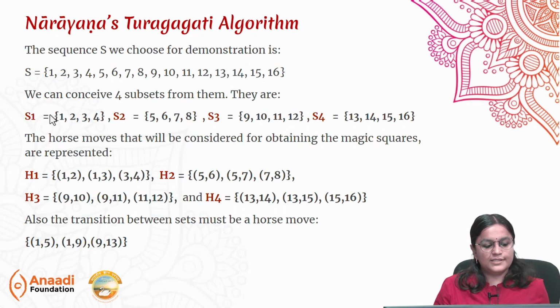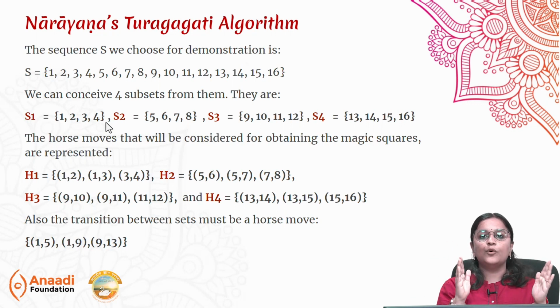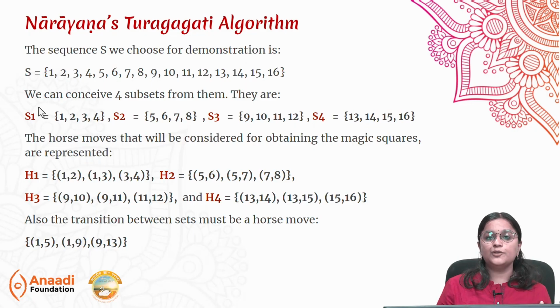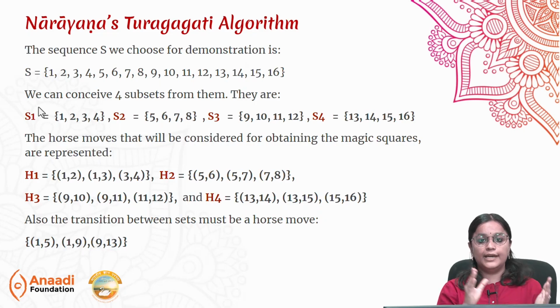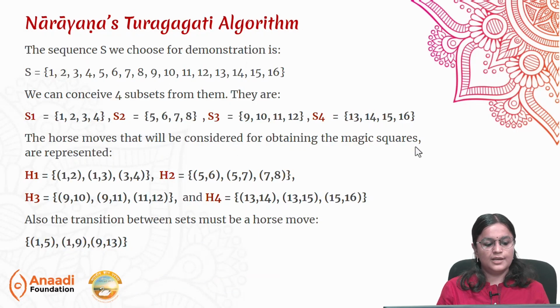So, our first sequence is a set of 4 numbers. For the application of this method, it is important that we clearly write down and create these 4 sets. The horse moves that will be considered for obtaining the magic squares are represented in the following way. So, H1 will be 1, 2, 1, 3, 3, 4, which means that each of these numbers written within the smaller bracket must be placed at a horse move from one another.